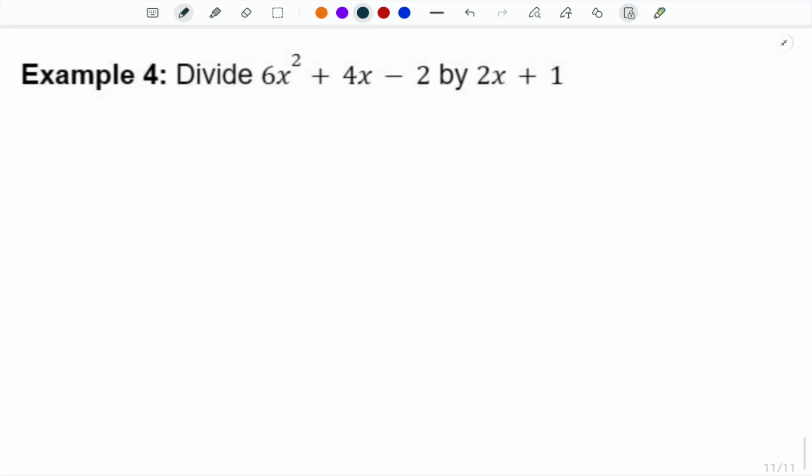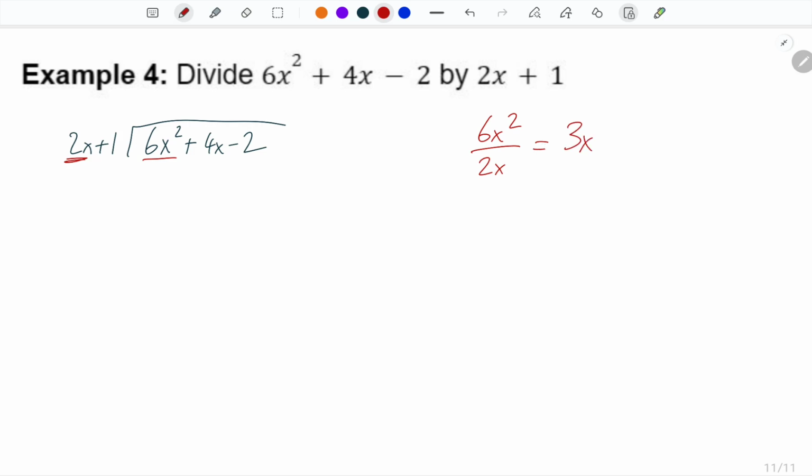Okay. Let's look at one last example. 6x squared plus 4x minus 2 divided by 2x plus 1. Again, try it out yourself, and then go through this. Okay, so this is one where you have a lead coefficient, 2x. But again, the process is still the same. Divide now by 2x. Okay, in this case, that's 3x. And multiply it through, and you'll get 6x squared, in this case, plus 3x.